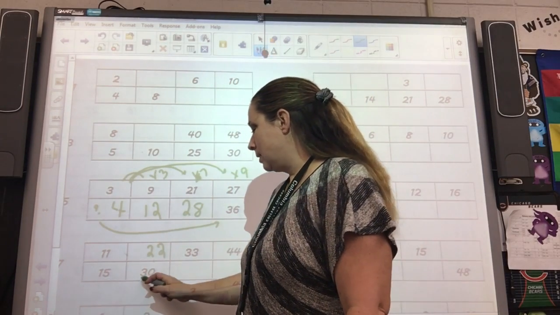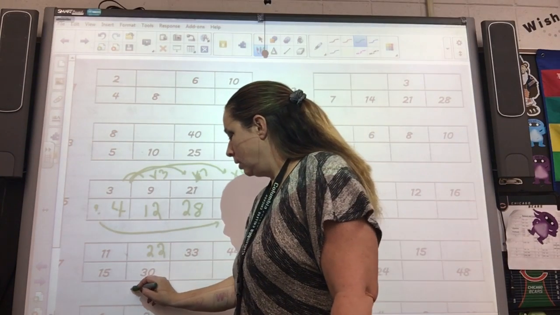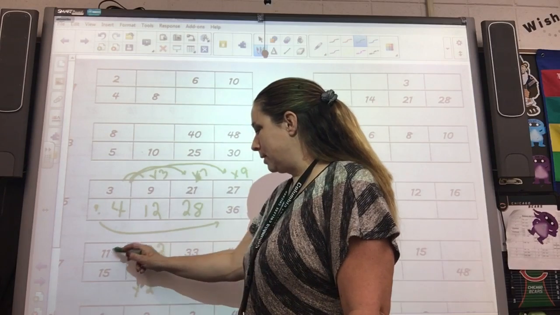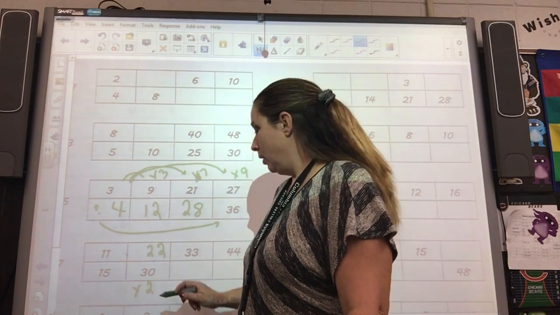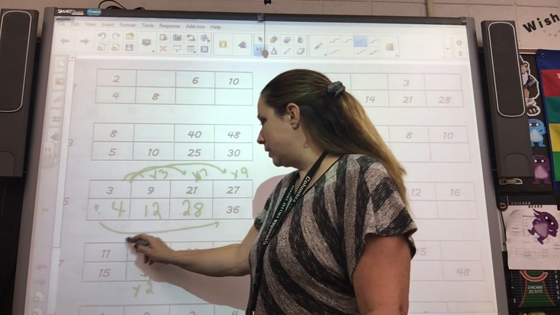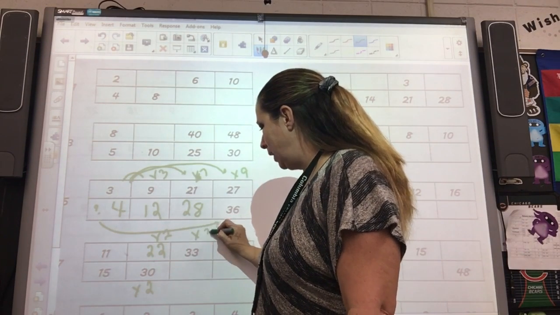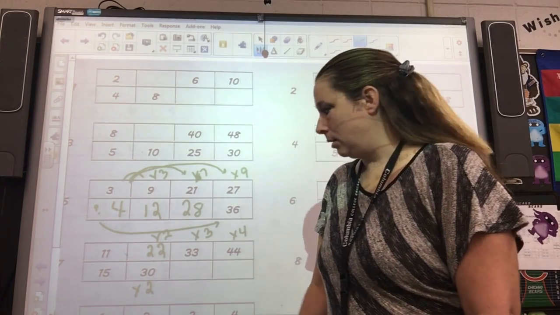So 15 times what is 30? Times 2. What we do on the bottom, we do on the top. Is 11 times 2 22? Sure. So now we can finish the rest because we know this is times 2. This one, 33, has got to be times 3, and this one times 4. So now we just fill in the rest.